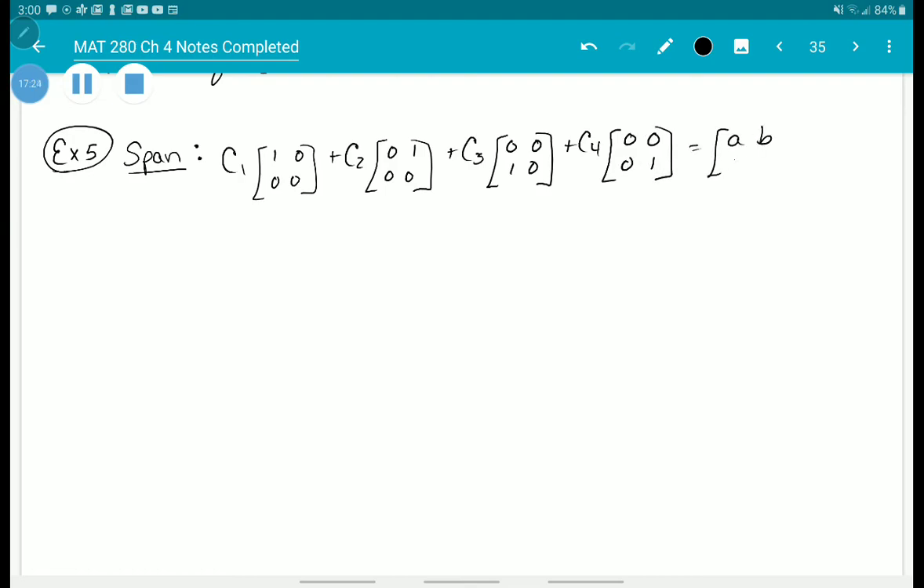So we want to be able to write any 2x2 in terms of those 4 matrices. So if we compare top lefts, we have C1 plus 0 plus 0 plus 0 has to be equal to A. So C1 has to be equal to A. We have C2 is equal to B. C3 is equal to C. And then C4 is equal to D. So unique solution, it would be unique depending on what A, B, C, D are, which means it spans.